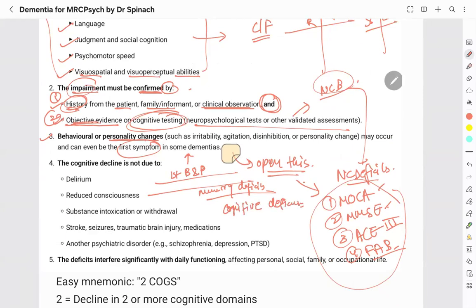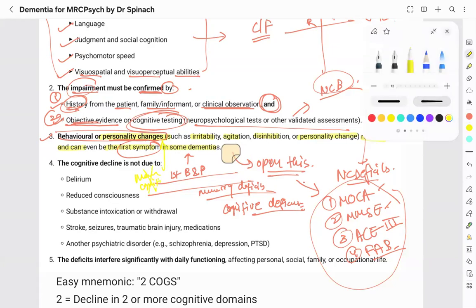But my question is, it says behavioral and personality changes. The changes it mentions are irritability, agitation, disinhibition, or any type of personality change that may occur and can even be the first symptom in some dementias. So my question is, can you name one type of dementia where personality change is usually the first symptom rather than memory or cognitive deficits? It's frontotemporal dementia. Yes, that's correct.